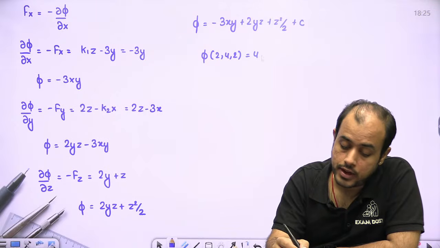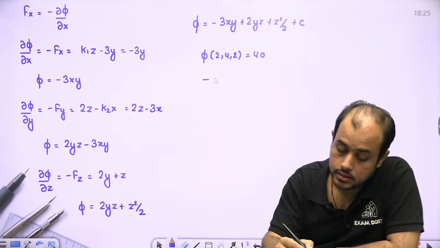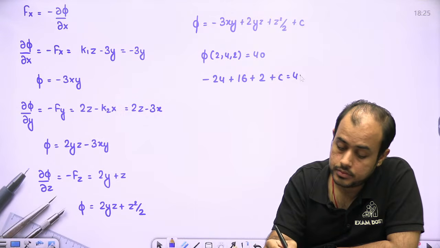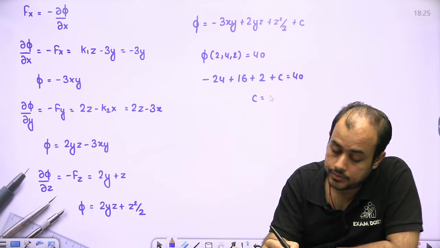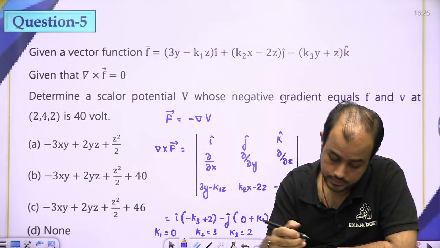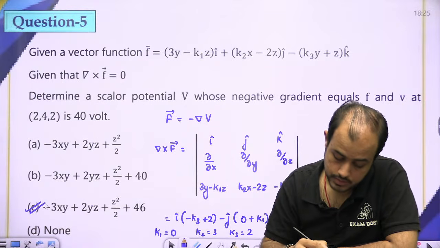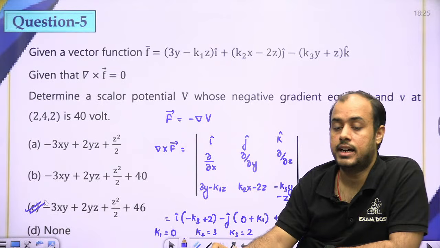Now 2, 4, 2 is 40. That is given to find the constant. 2, 4, 2: 3 into 8, 24. 2yz, 2 into 8, 16. Z square by 2. 64 minus 18, 46. लॉजिक क्लियर हुआ बेटा? इसका सी आ रहा है.